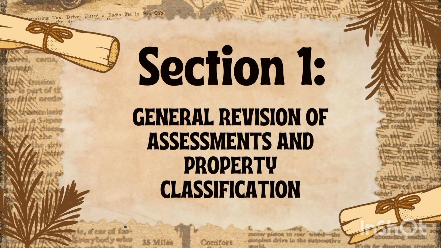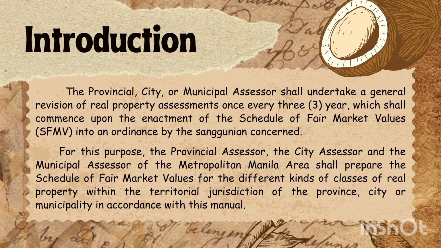We will be discussing Section 1, General Revision of Assessment and Property Classification. The provincial, city, or municipal assessor shall undertake a general revision of property assessment once every 3 years, which shall commence upon the enactment of the schedule of fair market values into an ordinance by the sanggunian concerned. Which means that the provincial, city, and municipal assessor is required to conduct a general revision of real property assessment every 3 years.